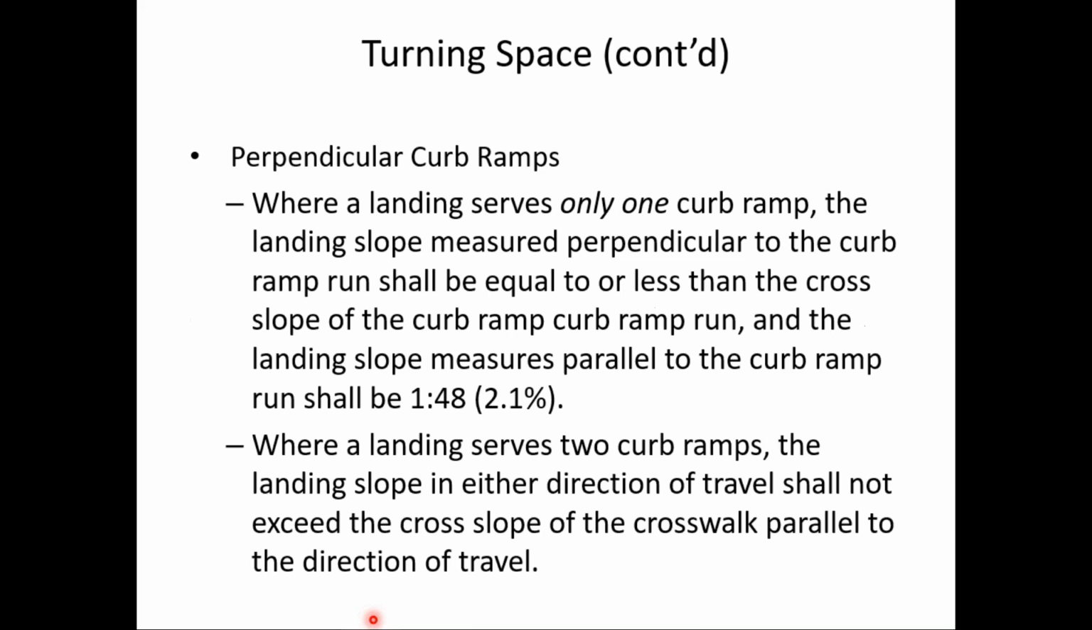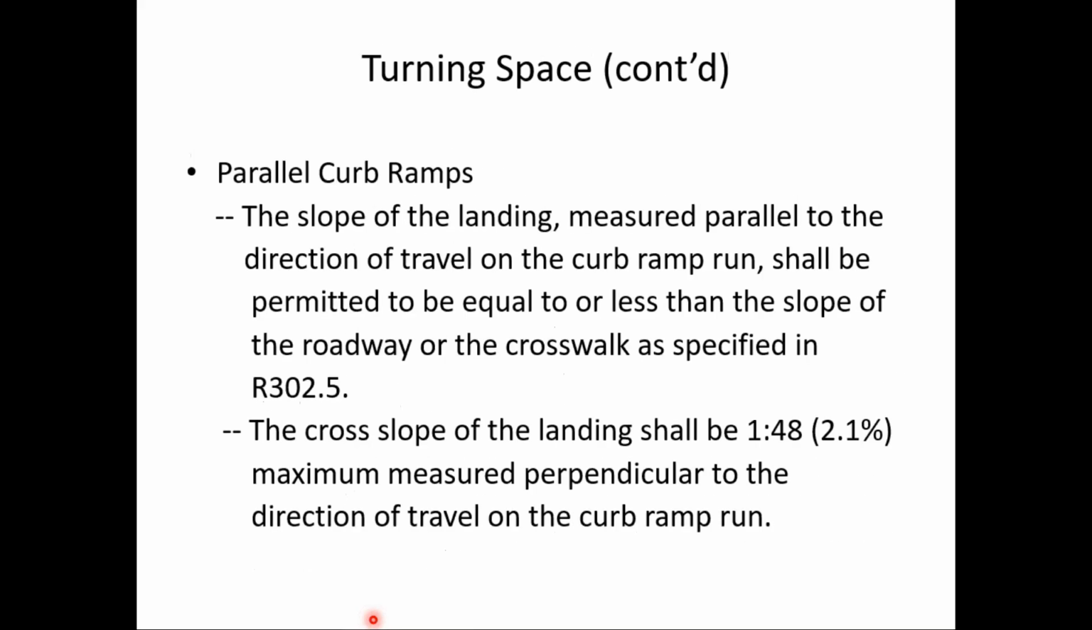PROWAG also addresses the landings at perpendicular and parallel curb ramps. And you all can read that. I won't read each individual item there. Same way with parallel curb ramps. But the key thing is the cross slope of landings, 2.1% maximum.